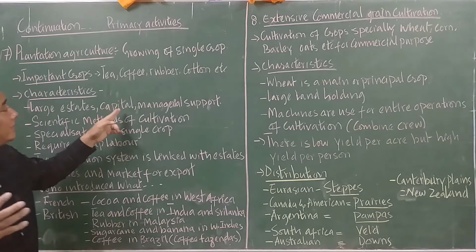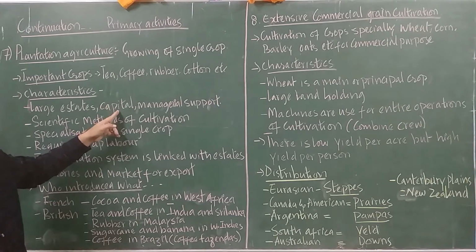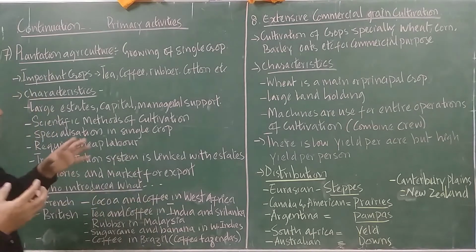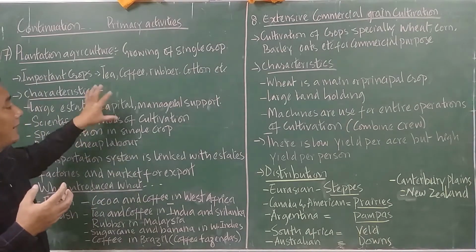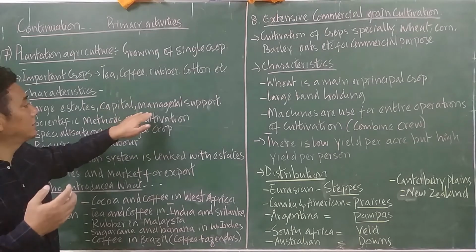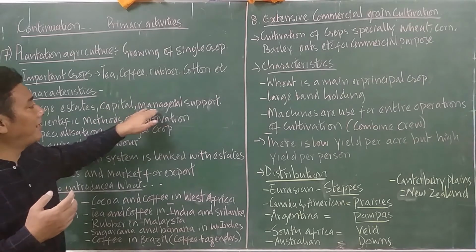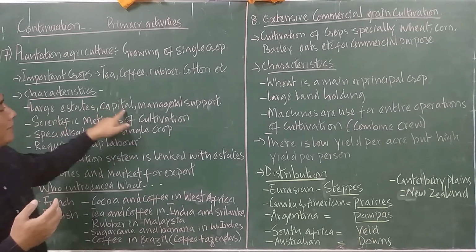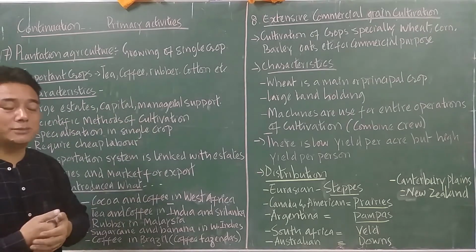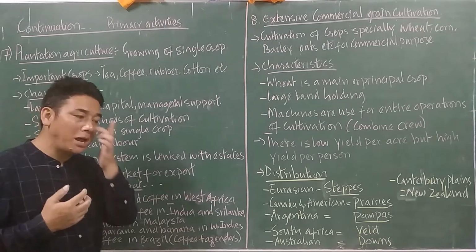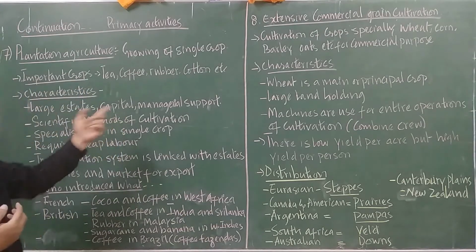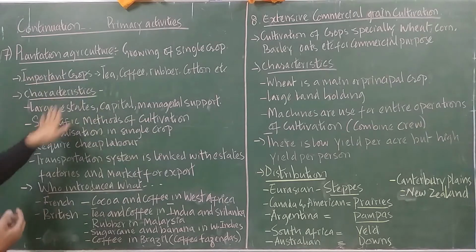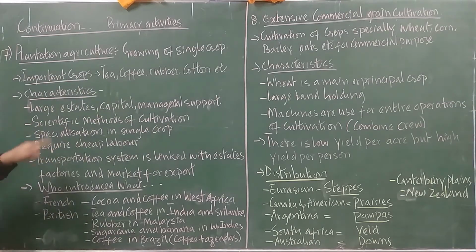And the capital. Capital here means the money, the human capital, land, and all those things come under this. And the managerial support. So a large estate, capital, and managerial support are required for this very cultivation, or agriculture.